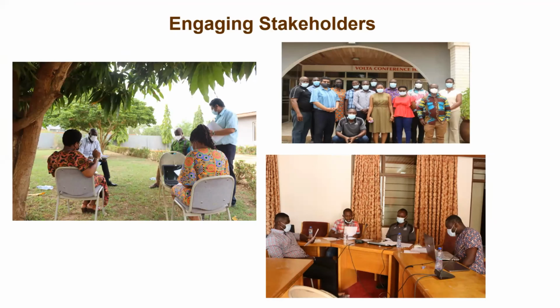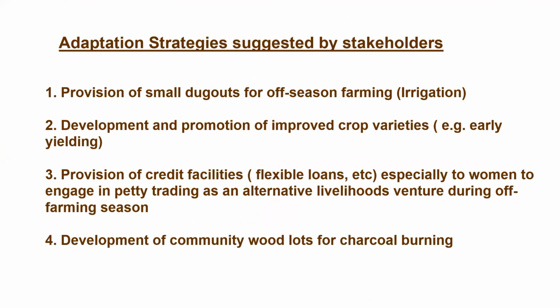So this is just a picture of one of our workshop stakeholder engagement activities that was carried out. And out of that, a number of adaptation strategies were shortlisted by the stakeholders, which I just want to share. So the first one was the provision of small dugouts for off-season farming. As I indicated, this is an area with a unimodal rainfall pattern. So for more than 6 months, it is dry and no real farming activity is ongoing. So it is seen as a possible adaptation to enhance food production.